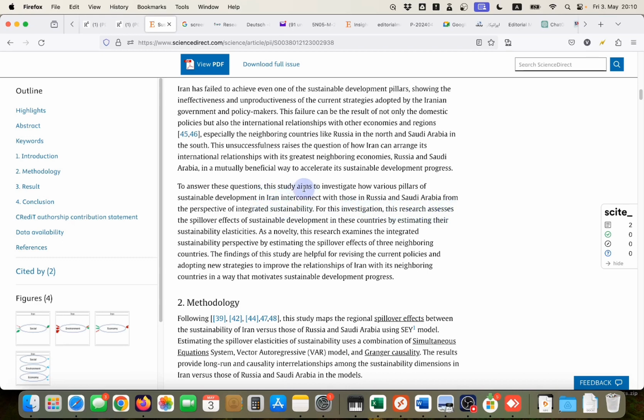As you can see here, the word aim. This study aims to investigate. This phrase signalizes readers that this sentence is for expressing the objective of the study. It's a well-known and usually used phrase for expressing the objective of the study. Sometimes papers write the main objective of the study is so and so, or this study aims to explore, this study aims to investigate, and so on.